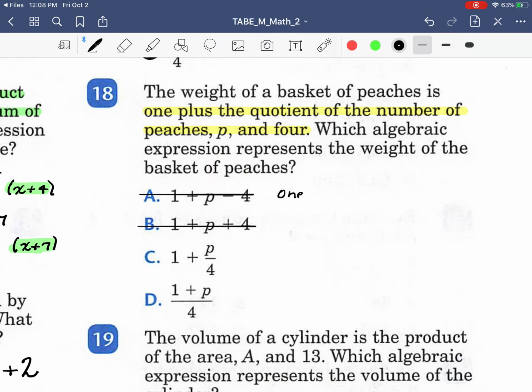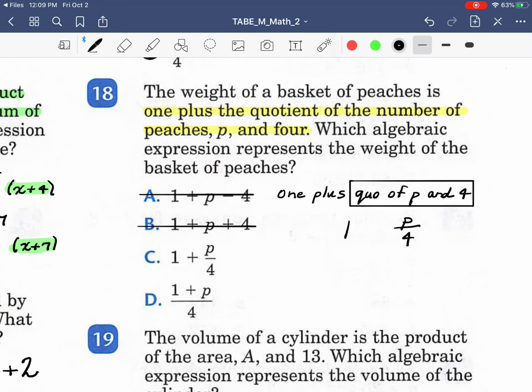So we have 1 plus the quotient of the number of peaches, that's P, and 4. I'm going to start right here. The quotient of P and 4 is P divided by 4. And then I'm going to add 1 to that. So 1 plus P over 4 is option C.